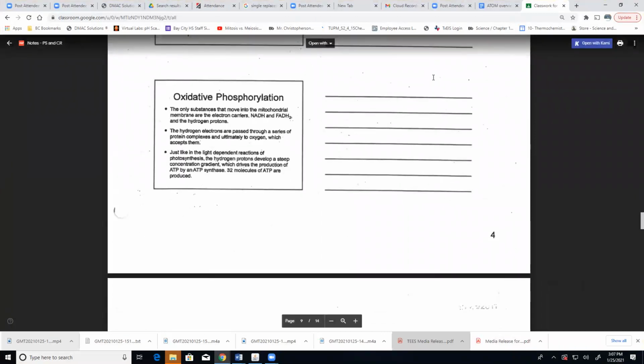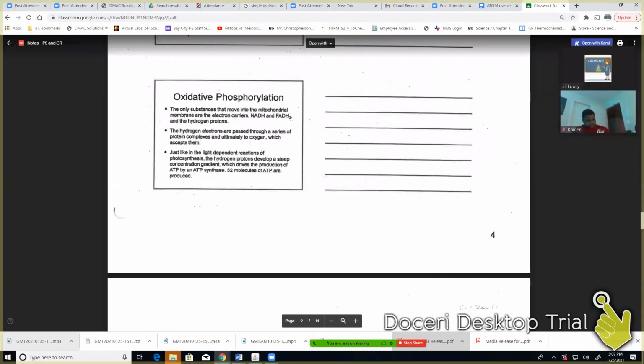All right, oxidative phosphorylation, which is really now called the electron transport chain, or the ETC. This is where we get the large amount of our ATP, because remember, we've got to add it up to 36. So it continues on.